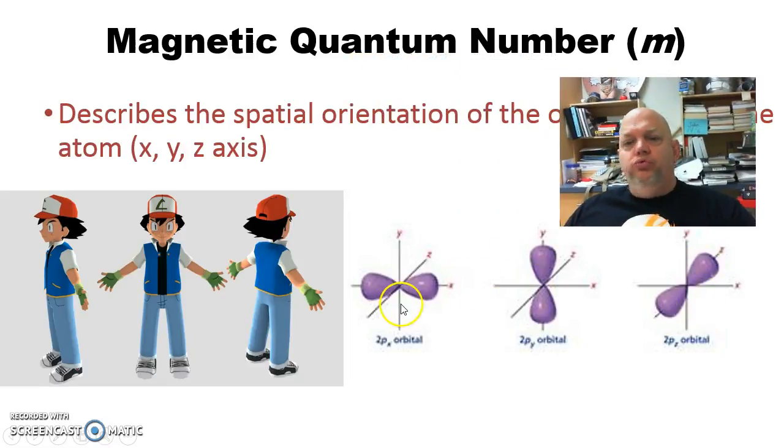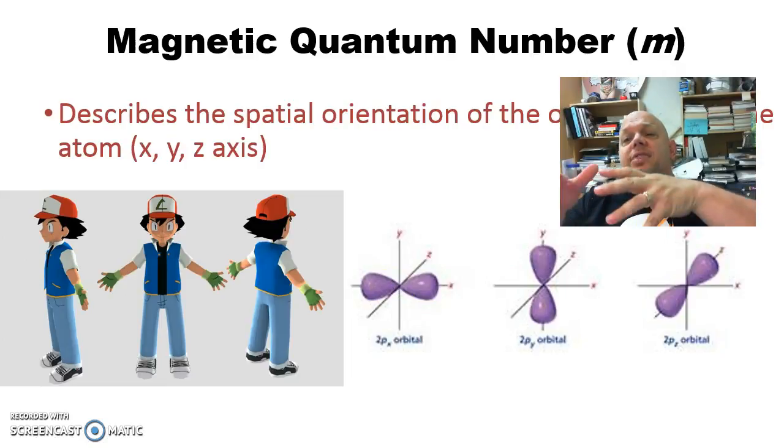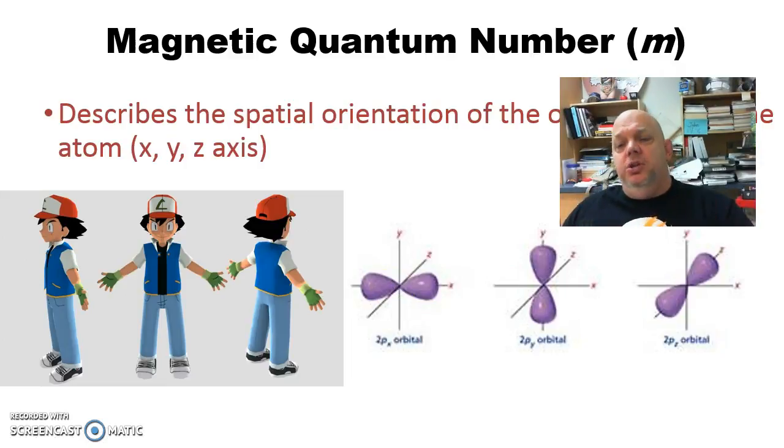Okay. Don't worry about why there are 3 of these 2p whatevers. Don't worry about that at the moment. Just understand that there are different magnetic quantum numbers. In other words, how is the thing arranged in 3-dimensional space? And that's what you've got to worry about.